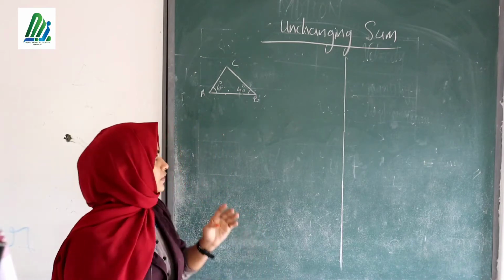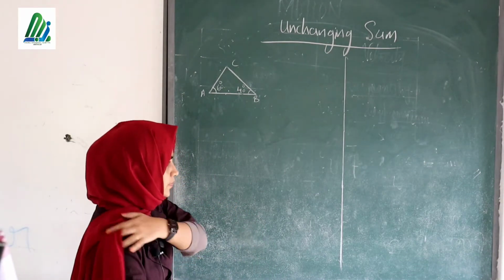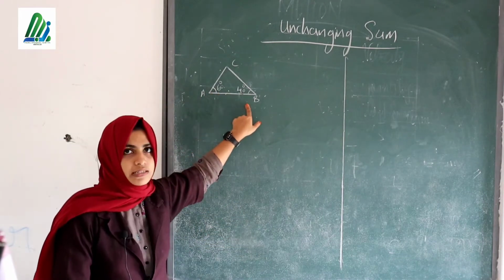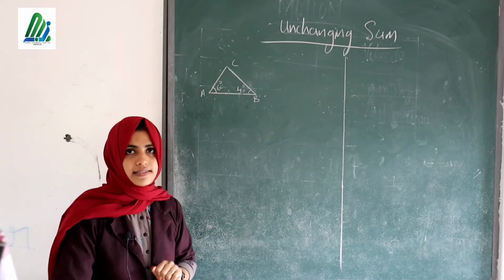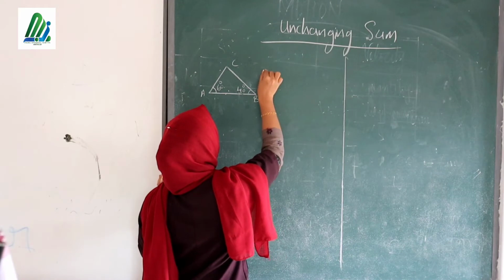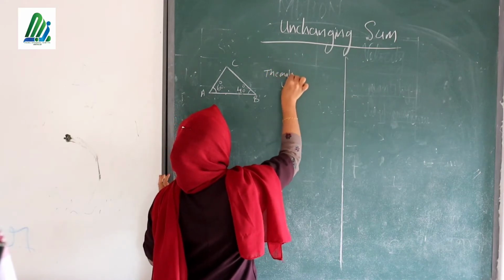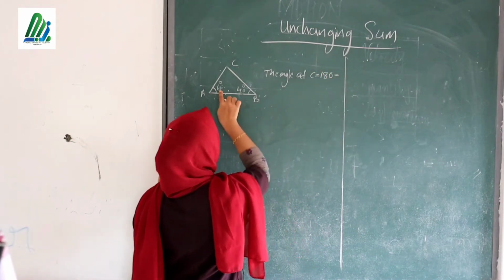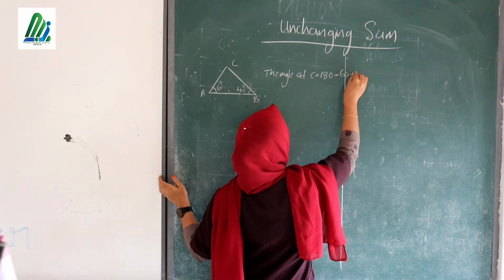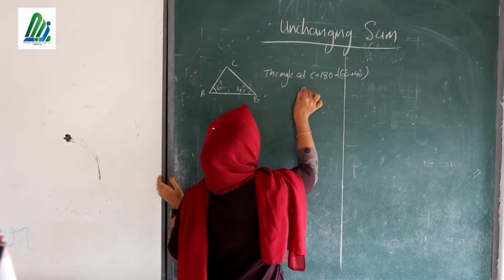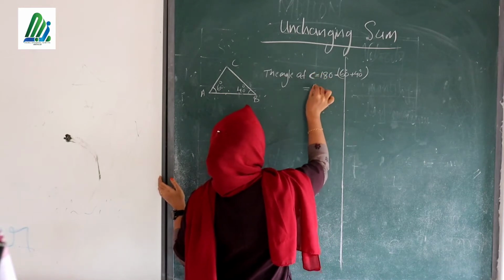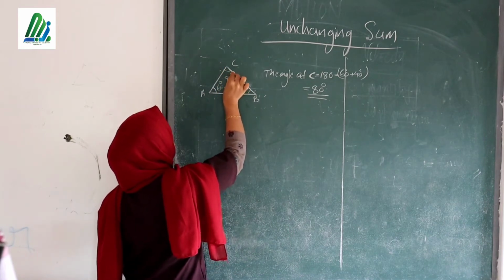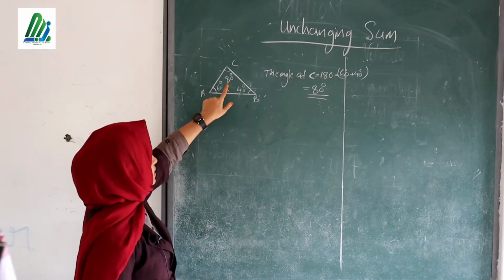So let's start with this triangle. Look at the triangle here. The angle at A is given as 60 degrees. The angle at B is given as 40 degrees. Then what about the angle at C? The angle at C is equal to 180 minus (60 plus 40). So we get 80 degrees. So the inner angle at C is 80 degrees.